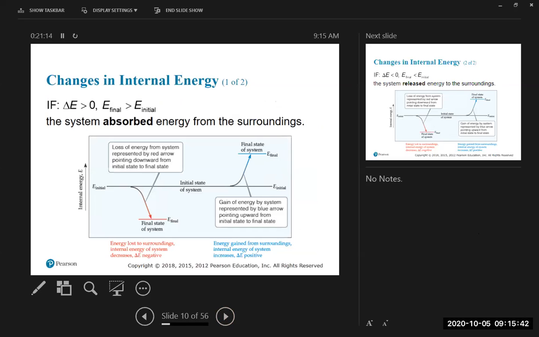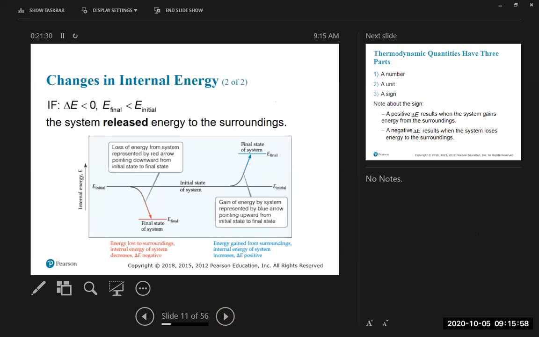So if the delta E is positive, we've absorbed energy. That means our final energy state is bigger than what our initial is. Okay. If it's negative, then that tells us the system has released energy to the surroundings. And so you always have two choices with what's going on. Did energy go into it or did energy come out of it? Okay, if energy went into it, you're going to have a positive number. If energy came out of it, you're going to have a negative number.